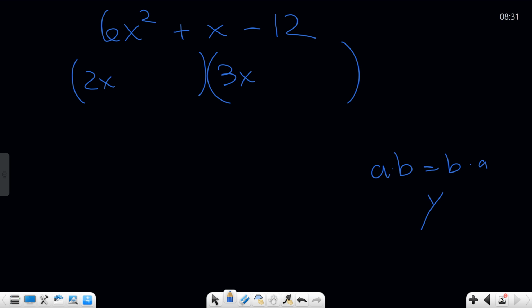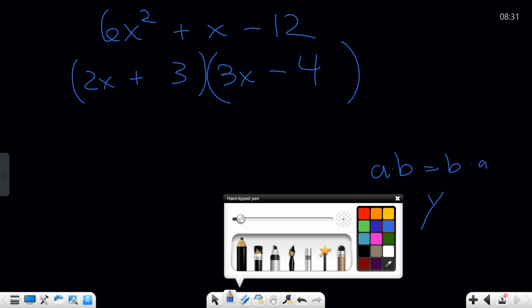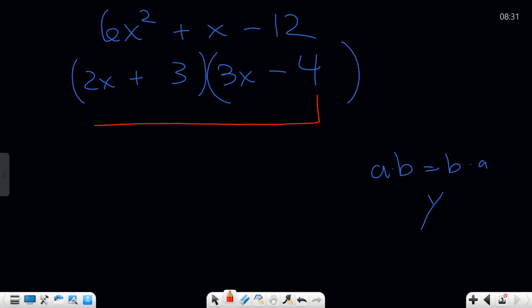All right, what are the signs? Plus, plus, minus, minus, minus, plus, plus, minus. Plus, minus. How'd you break down 12? 3 here, 4 here. All right, there's a proposal on the table. Let's check it out. -4 times 2x is -8x. 3 times 3x is 9x. 9x plus -8x is positive x. Let's go! Nicely done.